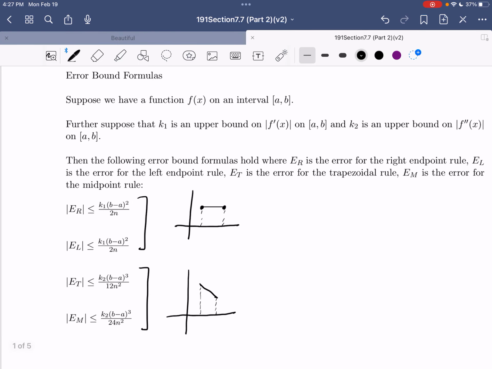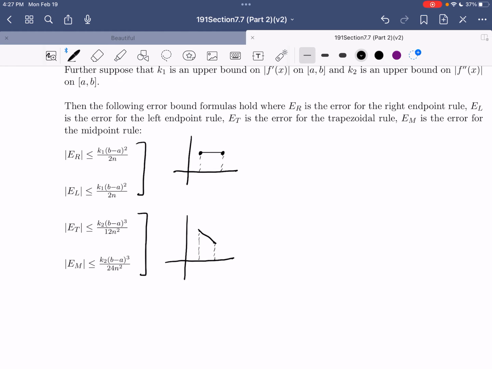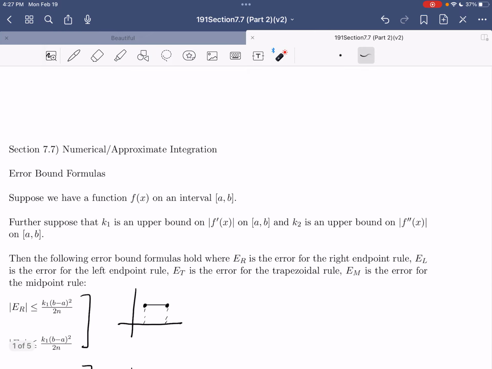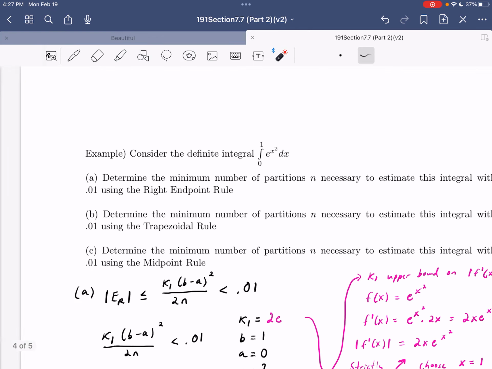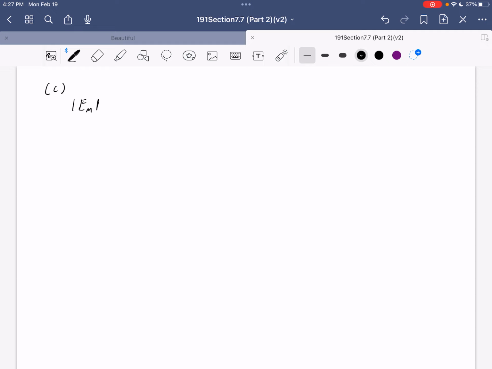This one, if we go all the way back, is our last formula that we learned here. K2 b minus a cubed over 24, and that does say n squared. Yep, just making sure. So that's going to be less than or equal to K2 b minus a cubed over 24 n squared. And then we want that to be less than 0.01. Again, we'll rewrite and just focus on the part of the inequality that we care about, which is this right here, and we want that to be less than 0.01.